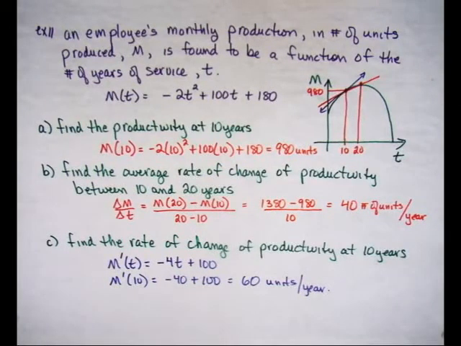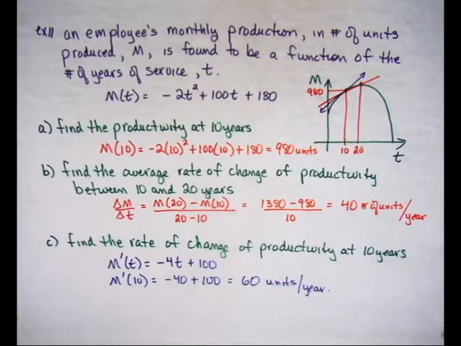All right, we're going to look at an example now of a rate of change problem. So I've selected for our first example, one in which an employee is working for a company and their productivity is a function of time. So the question reads, an employee's monthly production in number of units produced M is found to be a function of the number of years of service T. In other words, the longer that the person works for this company, their productivity is changing depending on the year that they've been working.